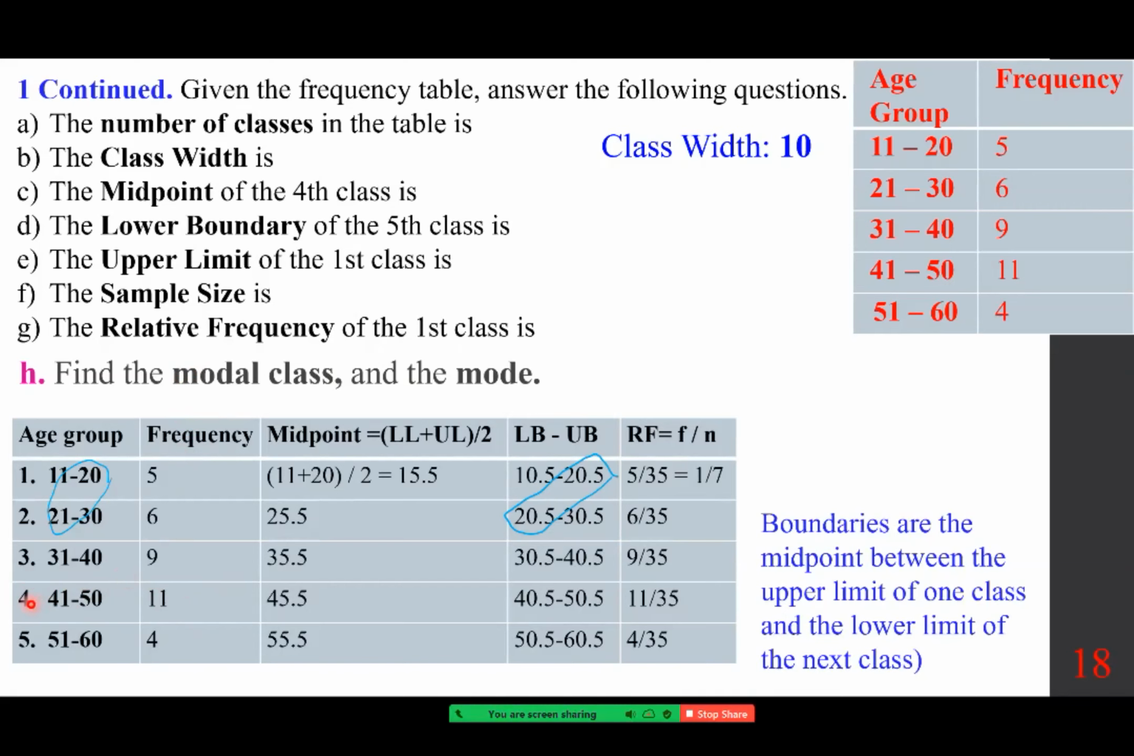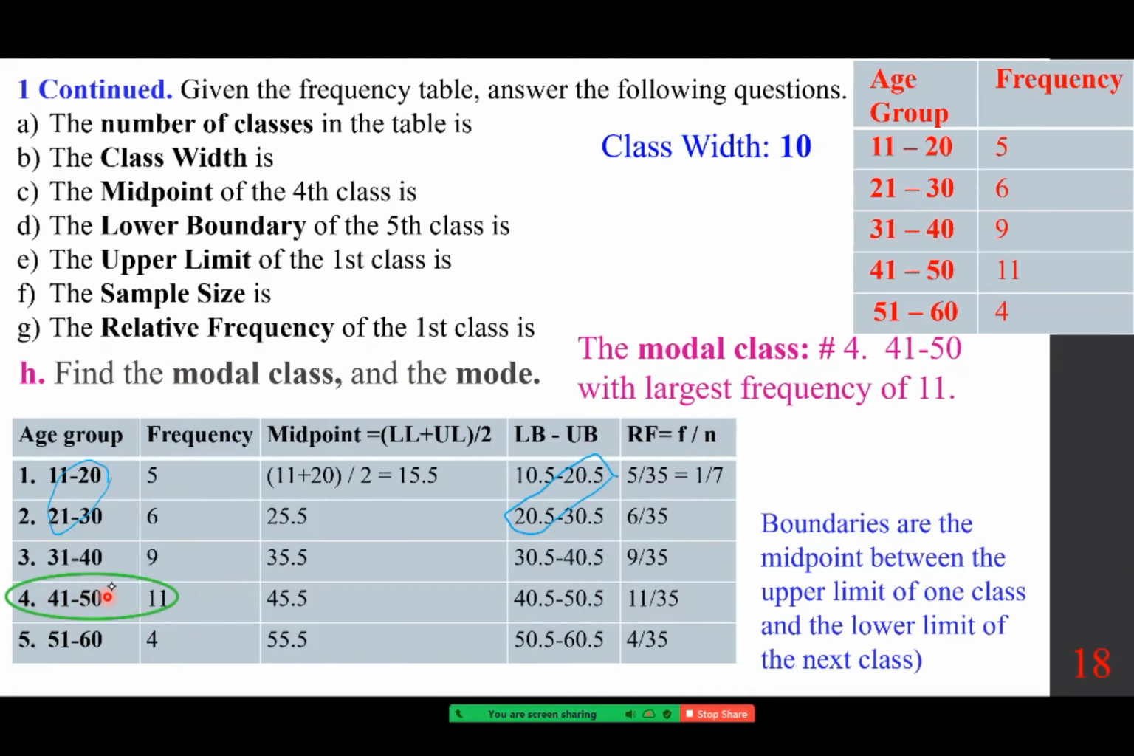The model class is class number 4, the fourth class, which is going from 41 to 50. The largest frequency is 11. Therefore, the terminology is model class. Now, what is the mode? We take the midpoint of that class to represent the mode. The midpoint represents the mode.